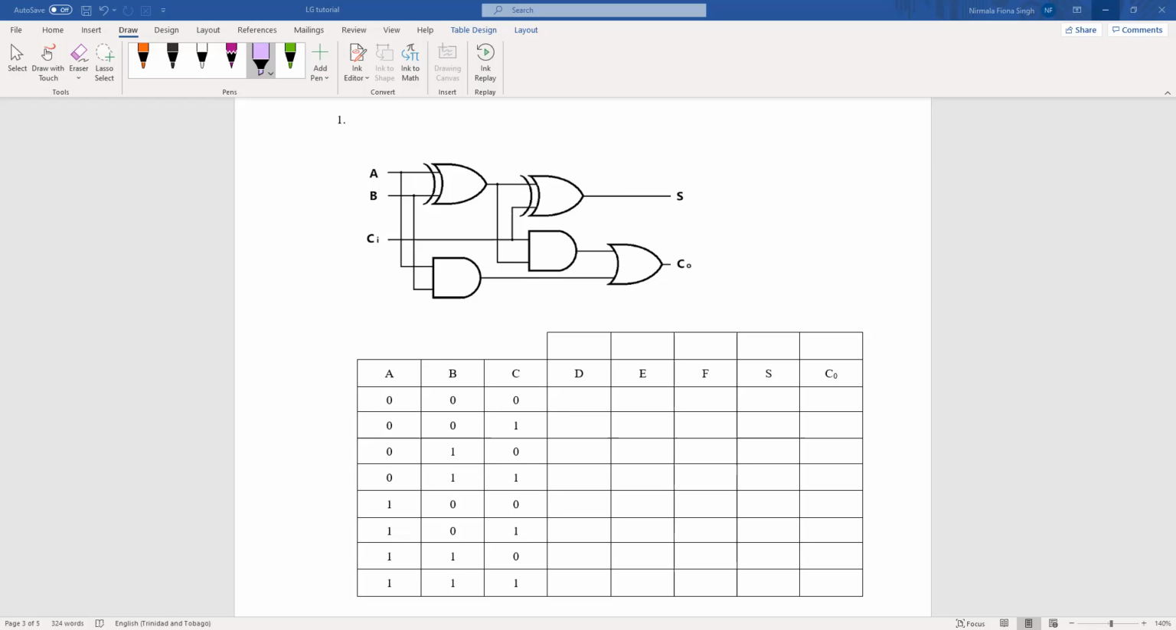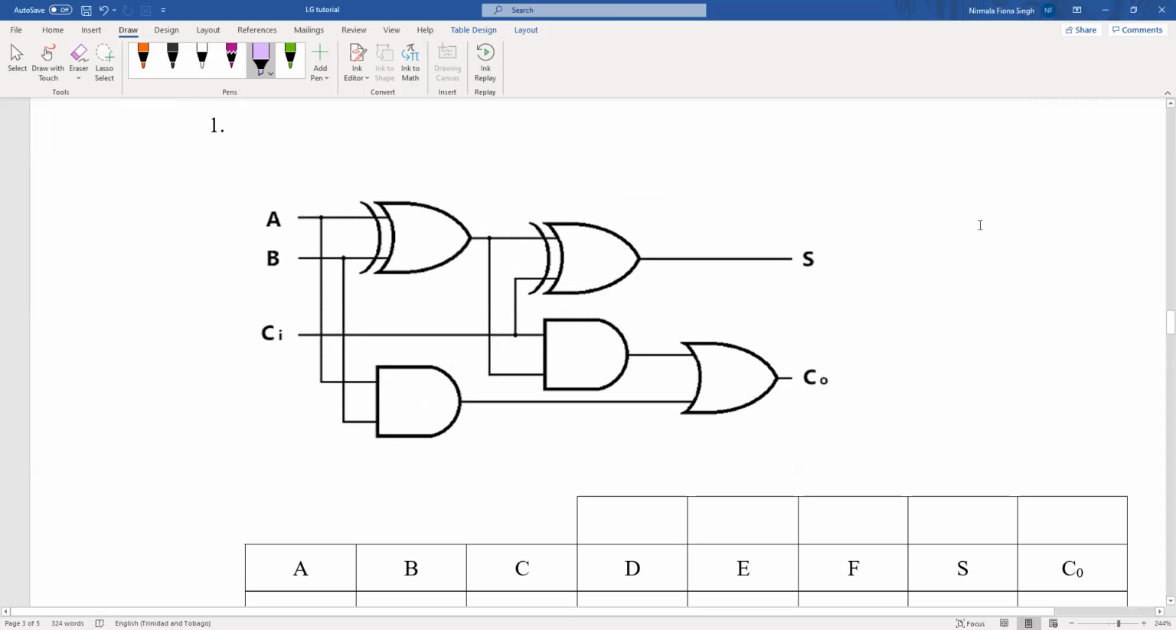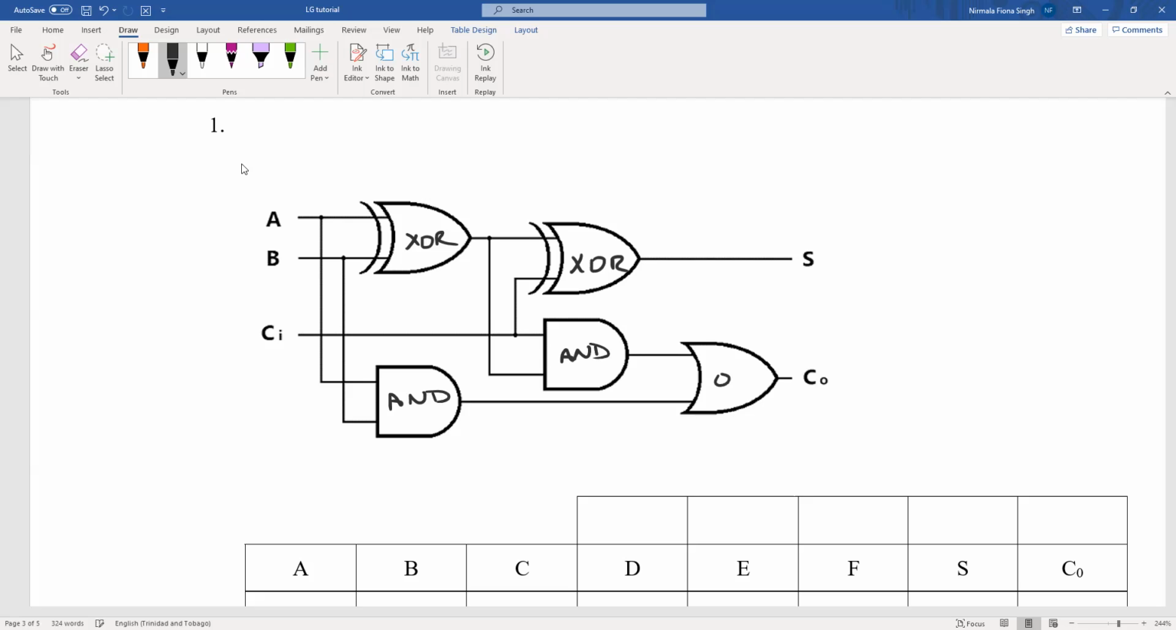So let's zoom in a little bit. All right, I like logic gates. I find this fun, once you learn them and get over your little headache. So first things first, let's label them. This is an XOR. This is also an XOR gate. This is an AND. This is an AND. And this is an OR. So we now have all our gates labeled.